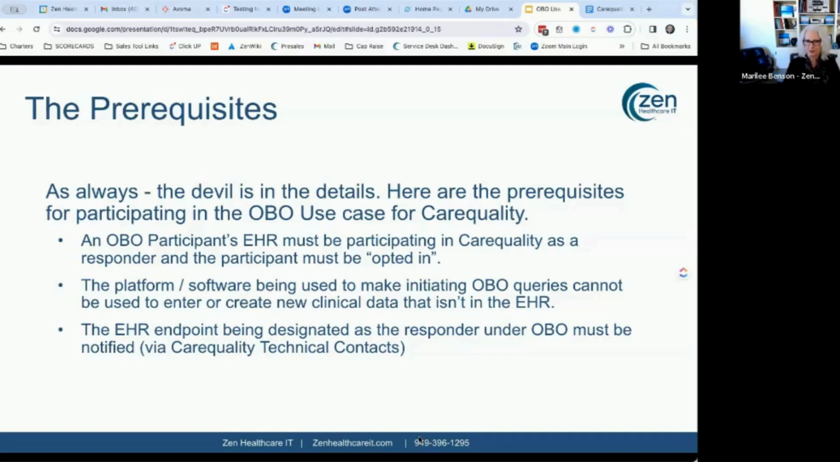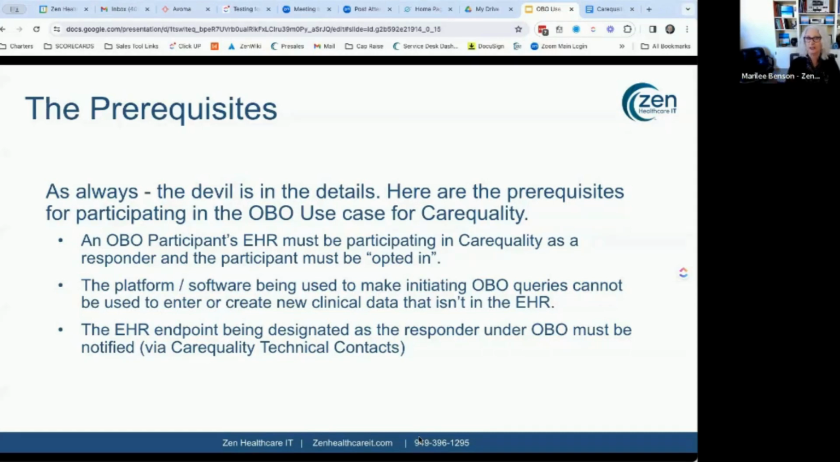In addition, we've talked about this several times already, the new digital health platform or software being used to make those initiating OBO queries cannot be used to enter or create new clinical data that isn't in the EHR. As soon as you are a system that starts creating new clinical data that isn't available elsewhere, then you are responsible for being a responder and making that new clinical information available via the networks, if you're going to be initiating queries for treatment.